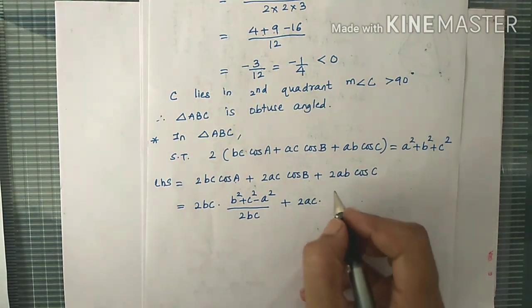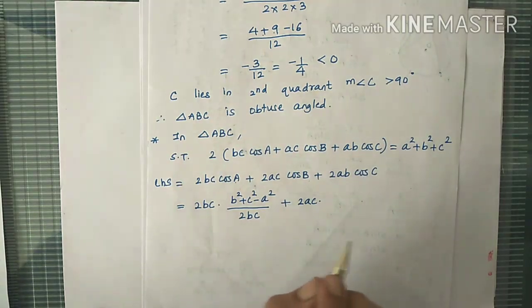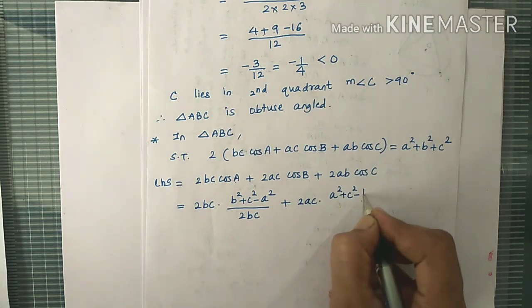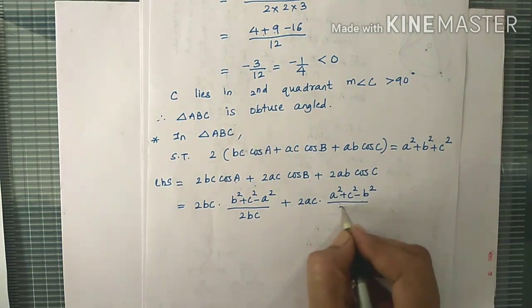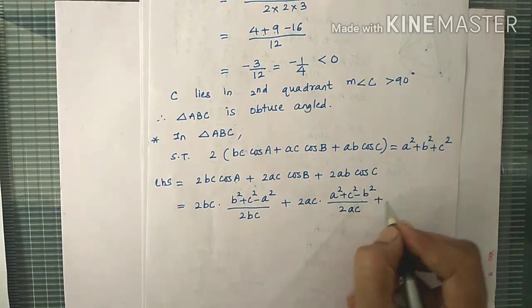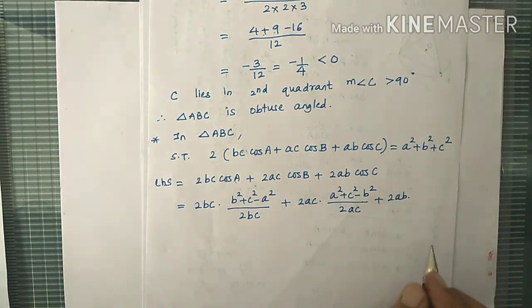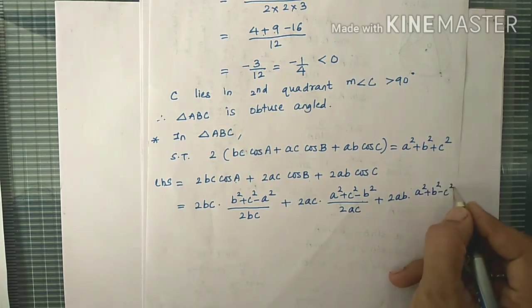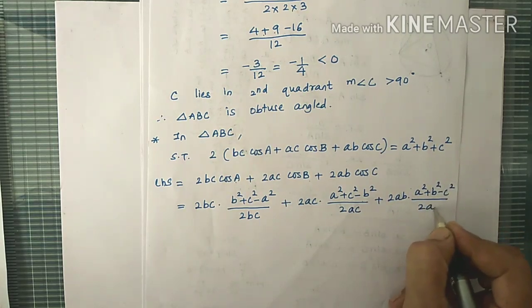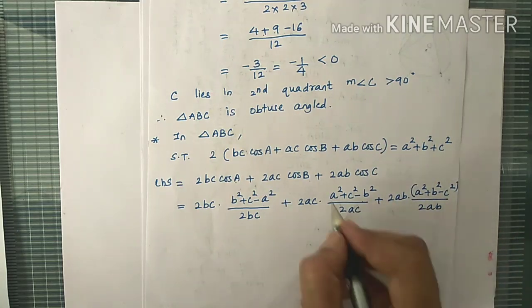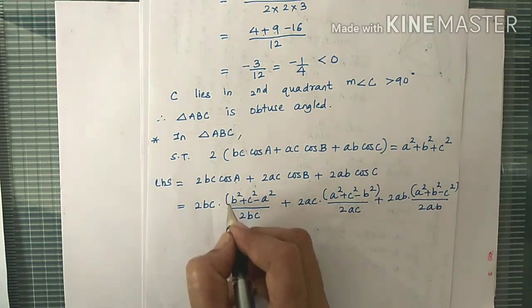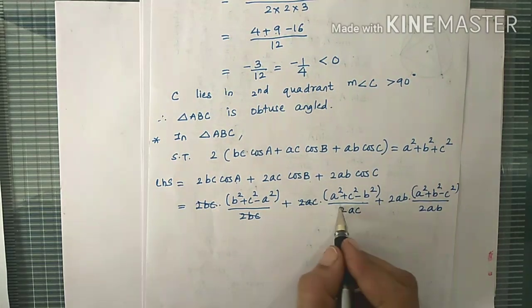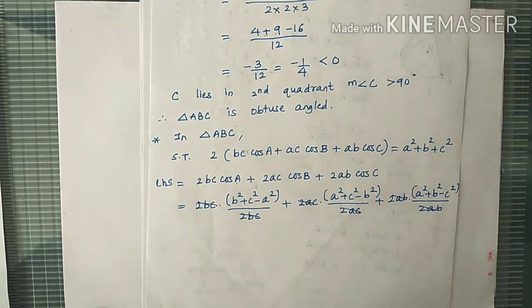2ac cos B means we have to write a and c first and then minus b square. So it is a square plus c square minus b square upon 2ac, plus 2ab into cos of C. Cos of C is a square plus b square minus c square upon 2ab. So the denominator gets cancelled in each term: 2bc gets cancelled, 2ac gets cancelled and 2ab gets cancelled.